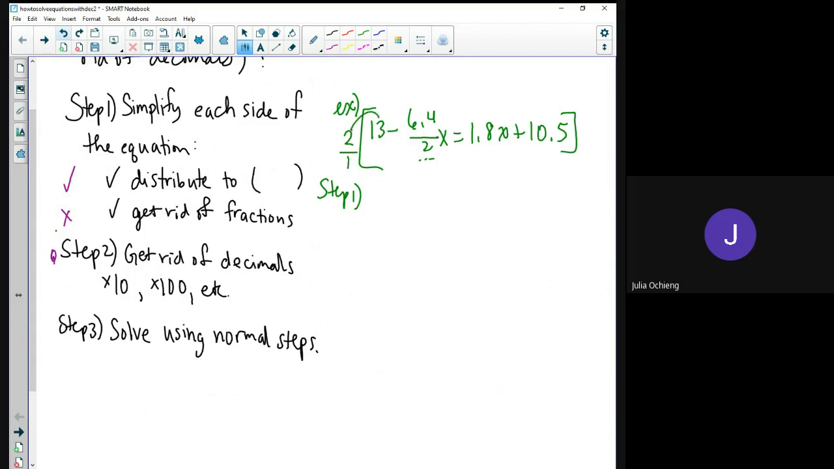Then I multiply 2 times 13. I'm going to get 26 minus 2 times 6.4 over 2. And this is where it comes in handy to turn that into 2 over 1. So it's clear that this is going to cancel, and you can end up with minus 6.4. No more fractions. And then I'm going to multiply the 2 times 1.8x. It's going to end up being 3.6x plus 2 times 10.5. It's going to be 21.